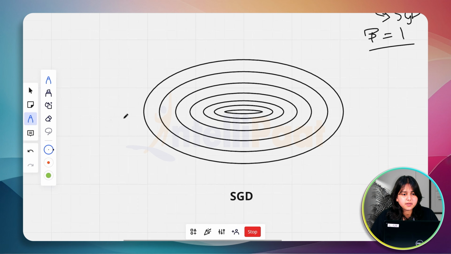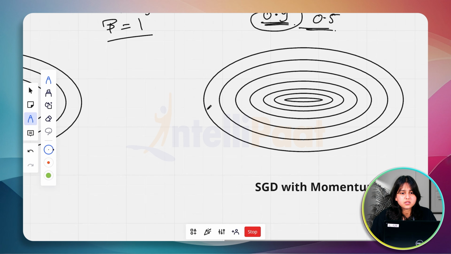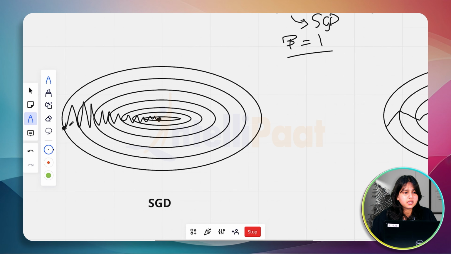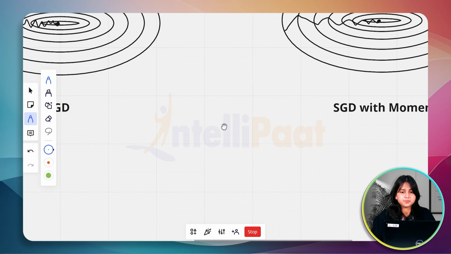Let's look at the difference between the graphs. Suppose this is our graph, and SGD would look something like this until it reaches the global minima. Say this is the global minima, our starting point is here. So this is how SGD is going to oscillate. But in case of SGD with momentum, our oscillations would reduce in the vertical direction and we would reach our global minima faster. You can see in case of SGD, our vertical movement is more compared to our horizontal movement. But that is not the case with SGD with momentum, right?